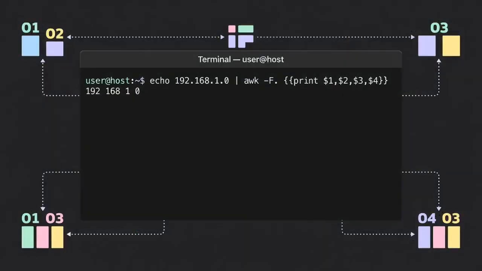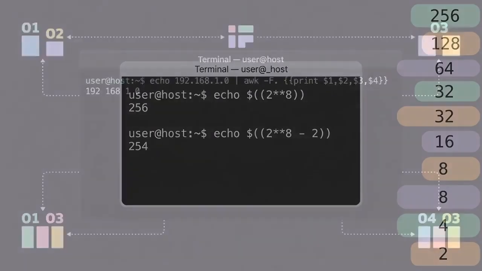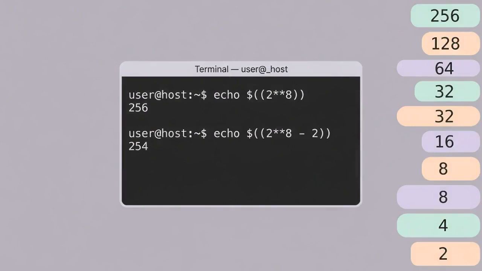Awk makes a perfect tool for dissecting dotted quad addresses. Feeding 192.168.1.0 into awk with -F. splits the string on every dot, letting you print each octet as a separate field, a clean foundation for any address arithmetic that follows. In a /24 network, the last 8 bits identify hosts, that's 2 to the 8th power or 256 total addresses.